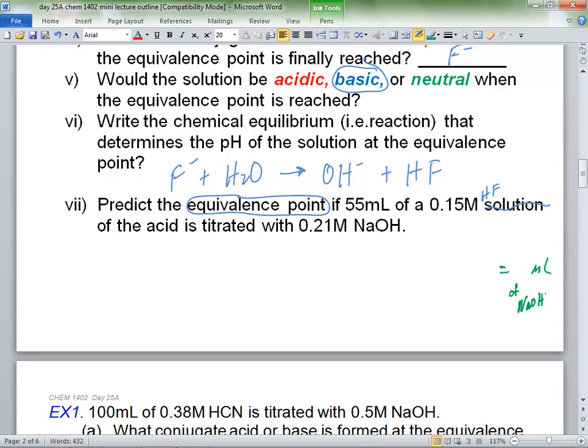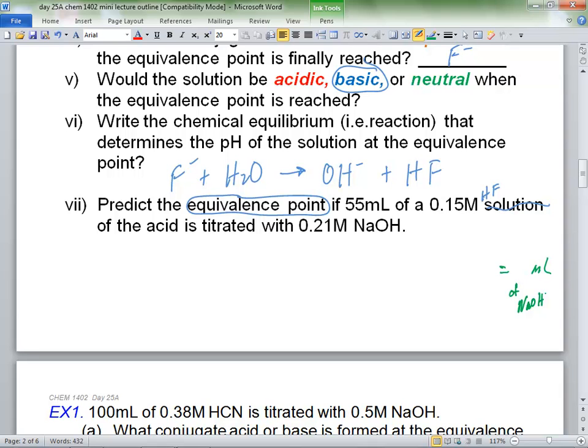What's that? That's dilution. M1V1 equals M2V2 is dilution. Here we're converting 55 mils of 0.15 molar HF into question mark milliliters of NaOH. We got to do a lot of converting. Yeah, we're going to need to convert stuff into moles. We're going to need a mole bridge. So my question is, where do you start? Remember the units that will tell us what to do? We're going to do this canceling game.